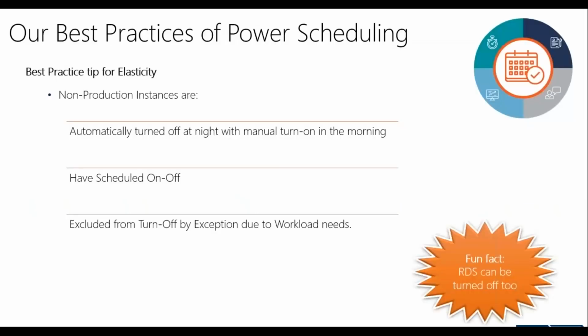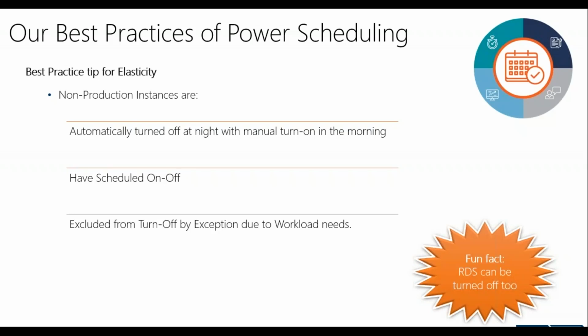We usually suggest that your non-production instances should be turned off at night with a manual turn on in the morning, or you can have a schedule on and off. You can set functions or scripts which you can use to turn on and turn off your instances or the servers which are not in use.